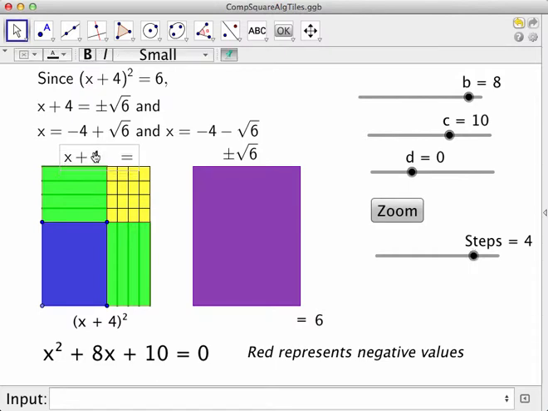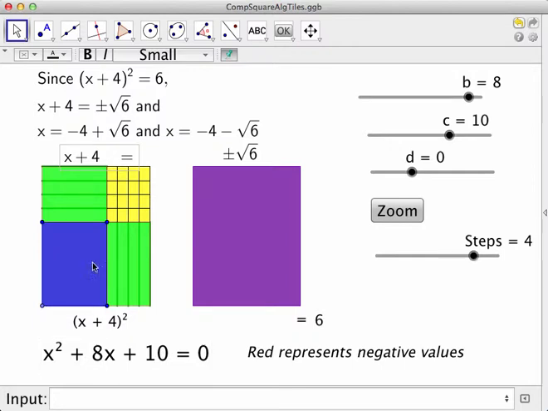Okay, when we take the next step and solve, we're going to get that x plus 4 is equal to positive or negative square root of 6, and x therefore is equal to negative 4 plus the square root of 6, and x is equal to negative 4 minus the square root of 6. So let's think for a minute about how much of the solution here we can determine just by looking at the numbers in the original equation?